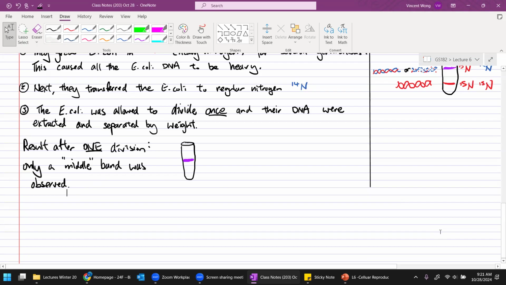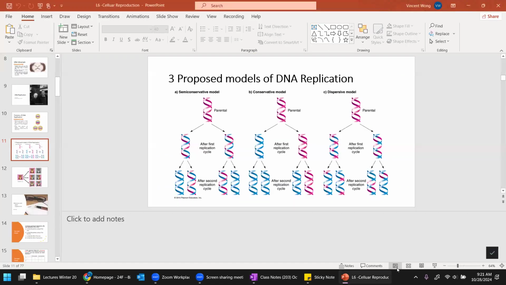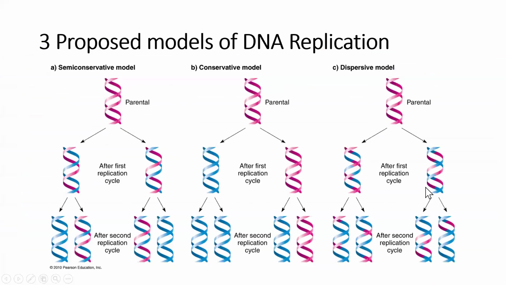Now, I want you to think about this before you answer me. I'm going to come back to this in a bit. I'm just going to show you this picture again. This is the original: 15, 15, 15. They're all heavy because it was growing in 15 for some time. But now after you transfer to the 14 and we let it divide for one generation, these are the different outcomes for the 3 different models. So they did the experiment, they extracted the DNA, and they only saw a middle band.